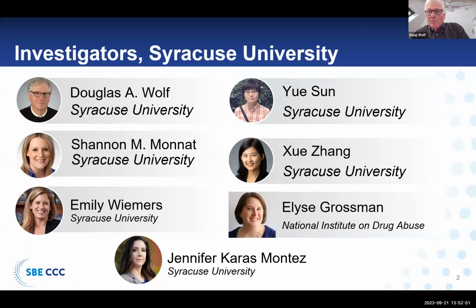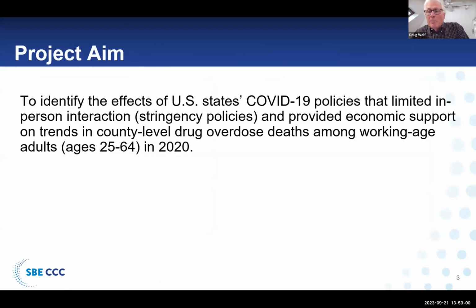This is very much a team effort, and here is an illustration of all the team members. But let me get right to the paper itself. What we're trying to accomplish in this paper is to determine the consequences of policy interventions that were enacted by states during the first year of COVID with respect to drug overdose mortality.